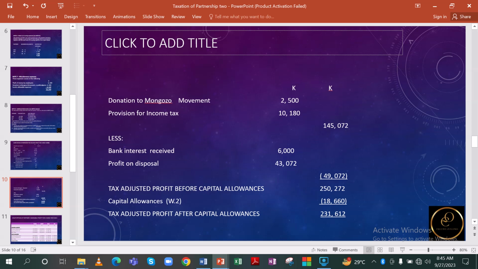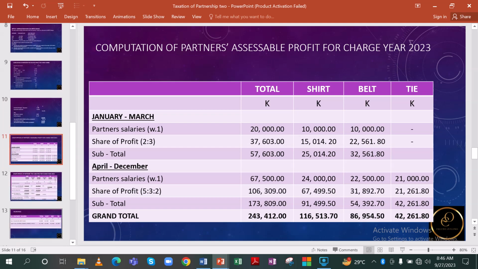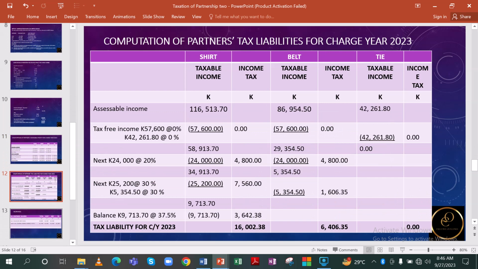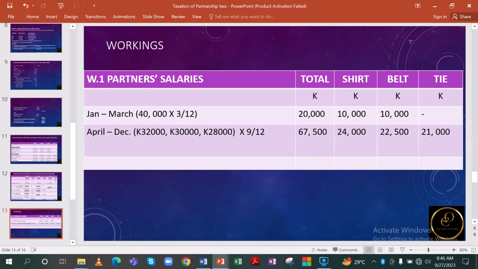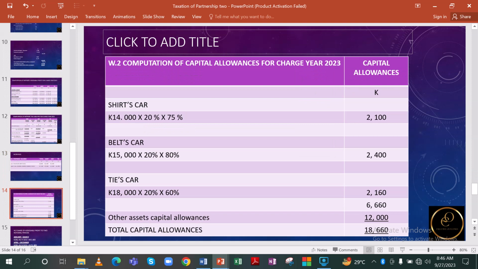Now, there is an addition subtraction that needs to be made, that is the capital allowances. As you can see, this states tax adjusted profit before capital allowances. Then we need to determine whether we have any capital allowances. Working number 2 takes us to that. So let's look at working number 2.